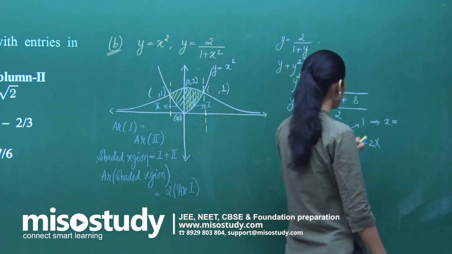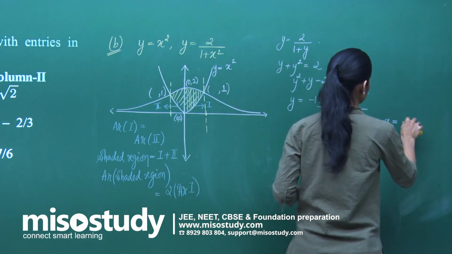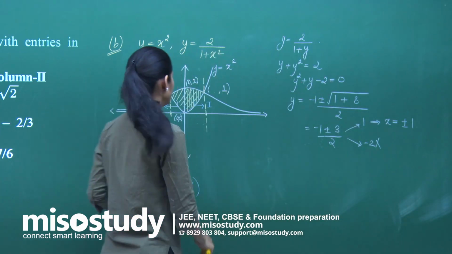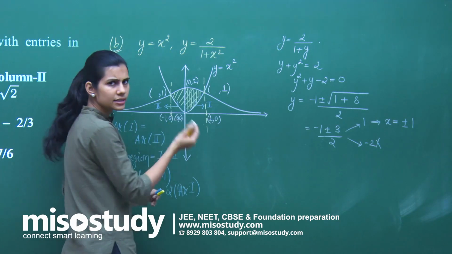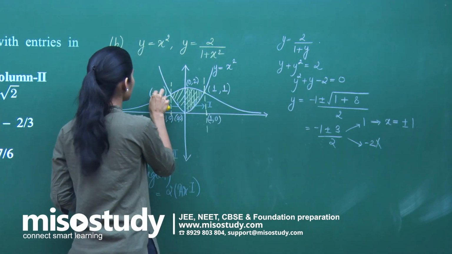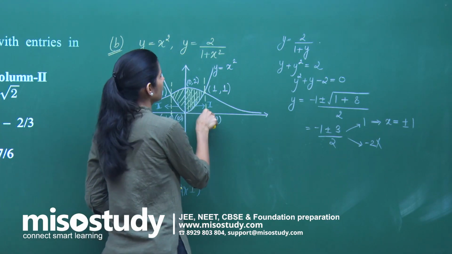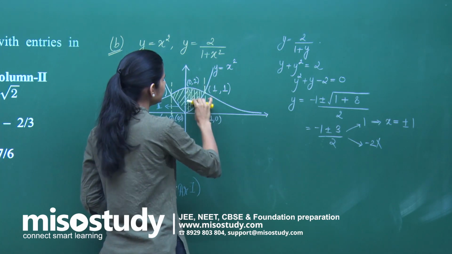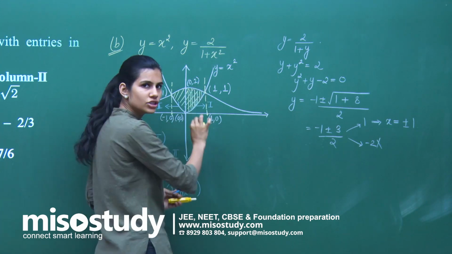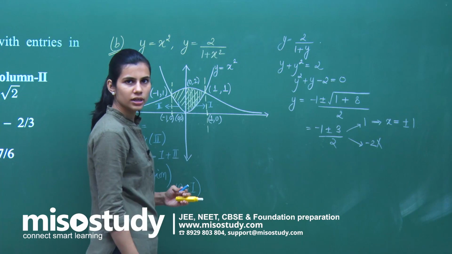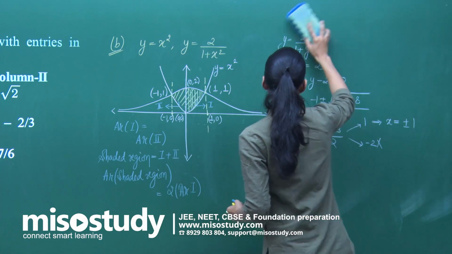Now when the y coordinate is 1, x square is 1, so x is plus minus 1. So this is actually 1 and this is minus 1. You can see it is completely symmetric. So this point is (1, 1) and this point is (minus 1, 1). From 0 to 1, I will integrate this minus this. That means everything below the bell-shaped curve minus everything below this parabola, and integrate it from 0 to 1 to get the area of the first part. Let's do this.